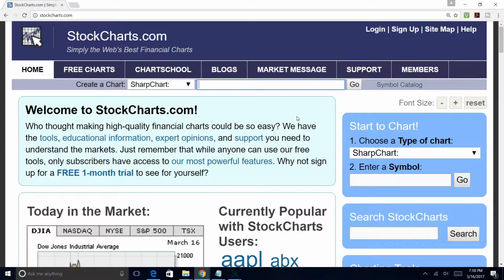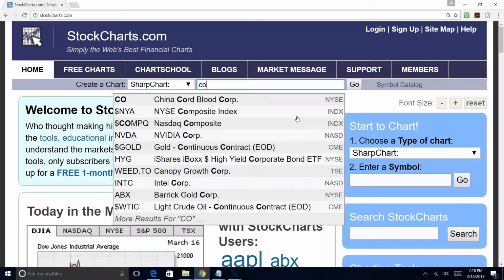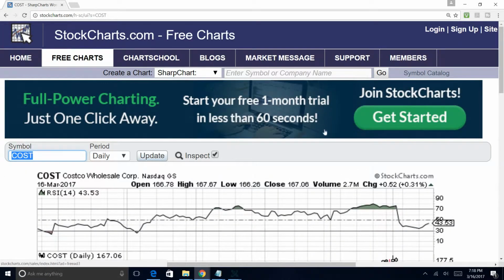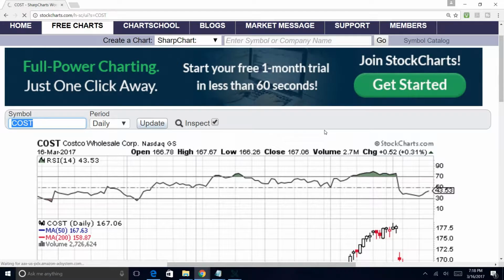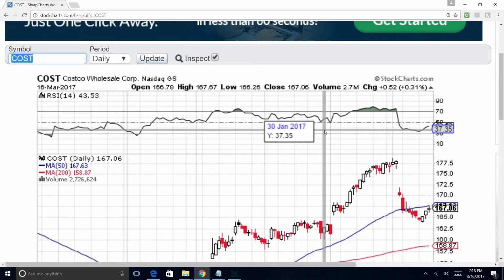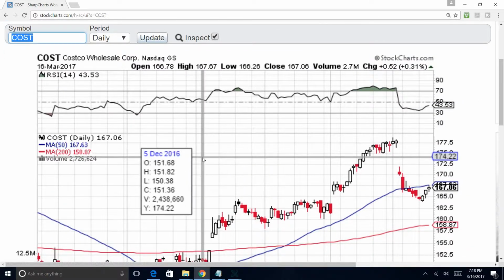So let's pull up a company that everybody knows. And if you don't know the ticker symbol, you can just start typing. So let's look for Costco. And there it is, COST, Costco Wholesale Group. You don't even have to hit go. It's just going to bring up a standard stock chart for Costco.